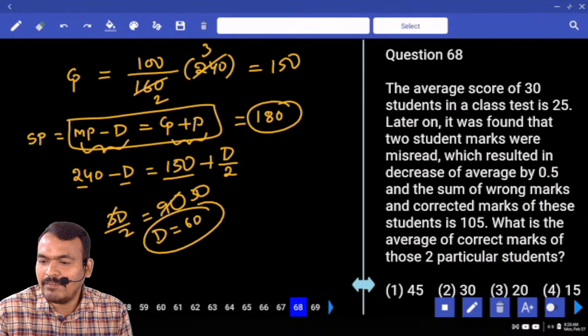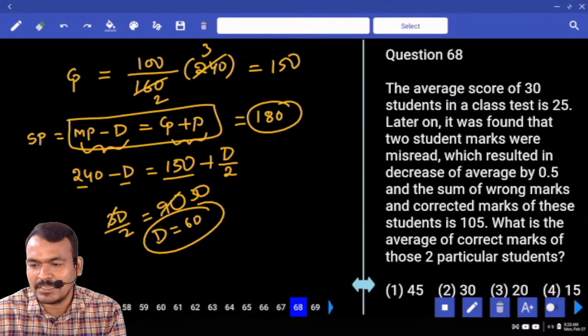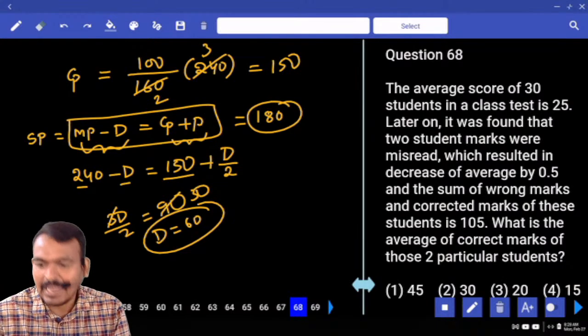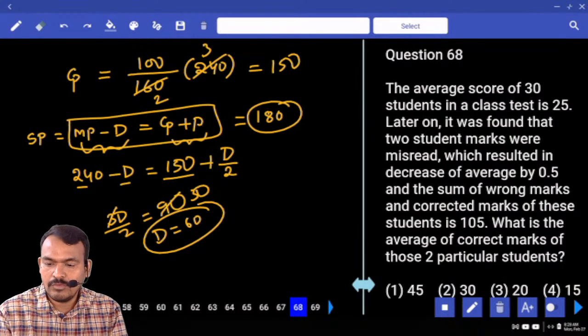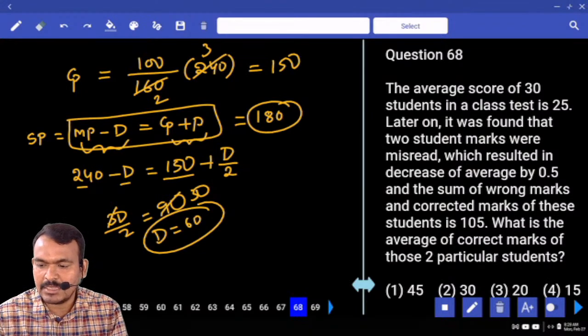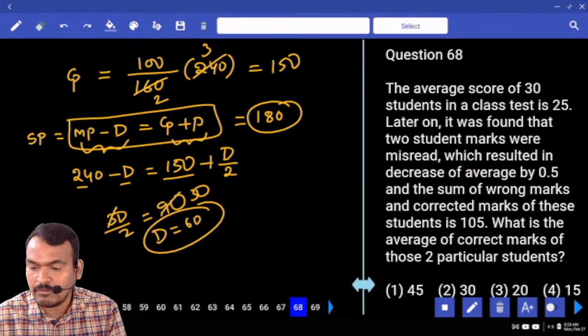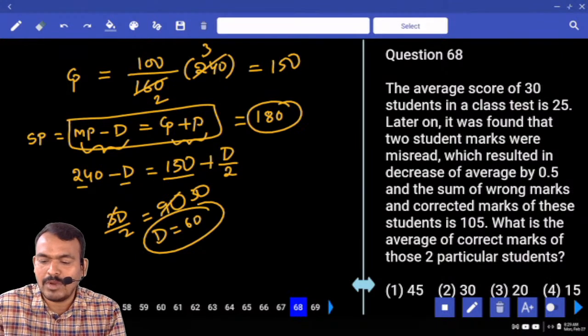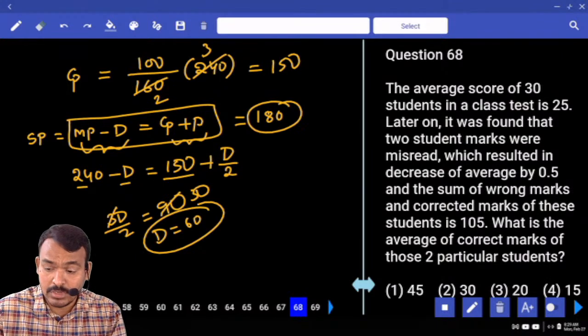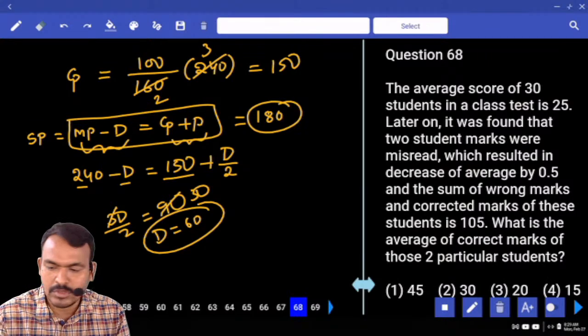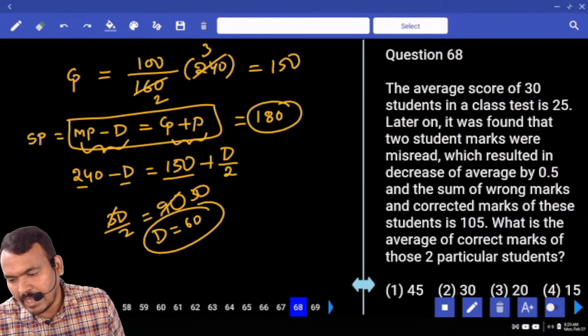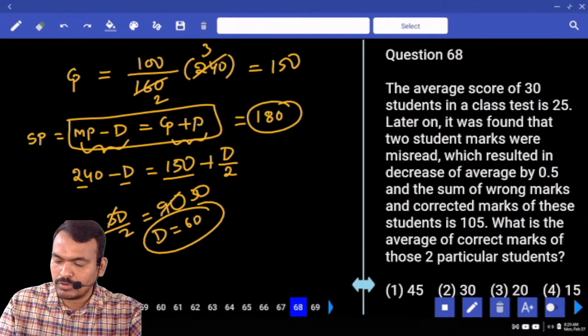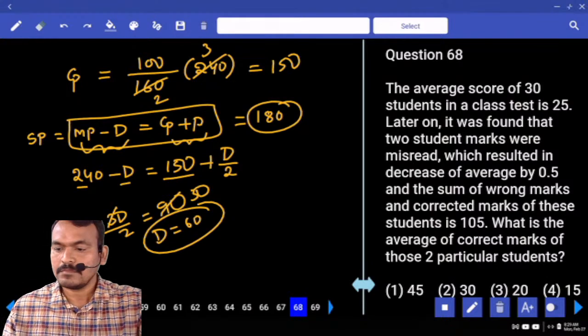Question 68. The average score of 30 students in a class test is 25. Later on, it was found that 2 students' marks were misread, which resulted in a decrease of the average by 0.5. The sum of the wrong marks and corrected marks of these students is 105. What is the average of the correct marks of those 2 particular students?